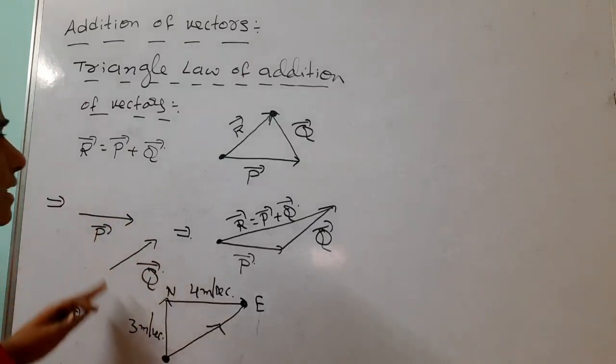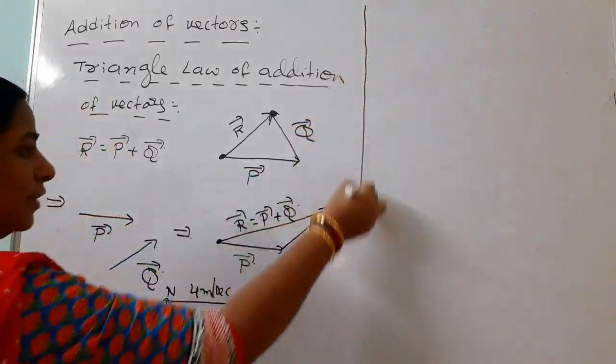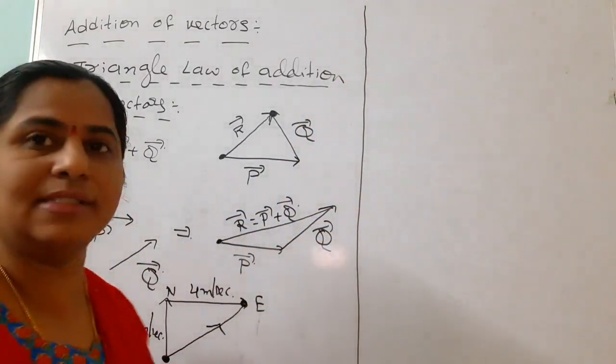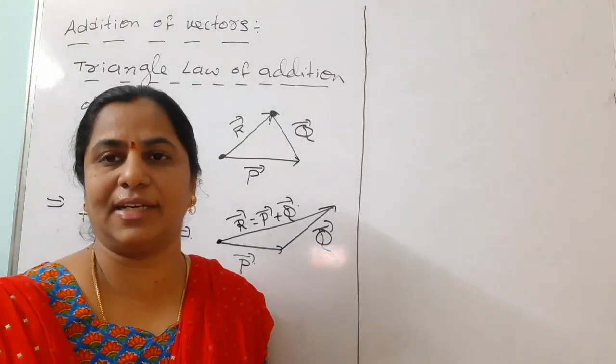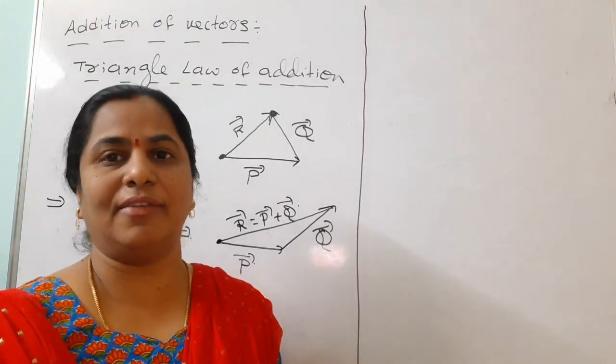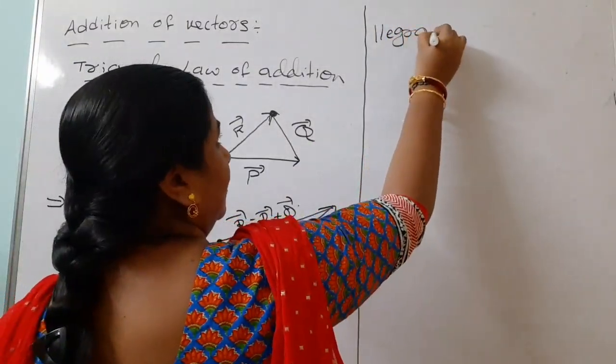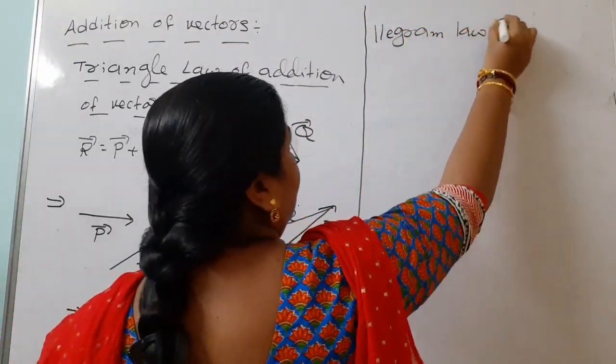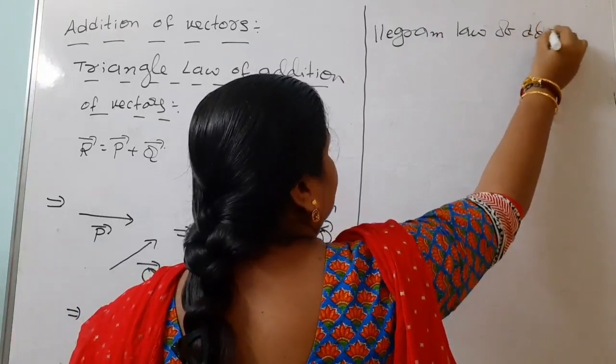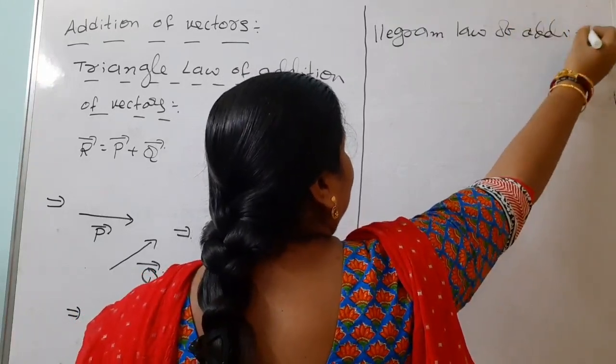Not only this one, this is the triangle law. Then there is the parallelogram law of addition of vectors. One more method is there to add vectors, that is the parallelogram law of addition of vectors. Look here, parallelogram law of addition of vectors. One more is there, that is the analytical method.